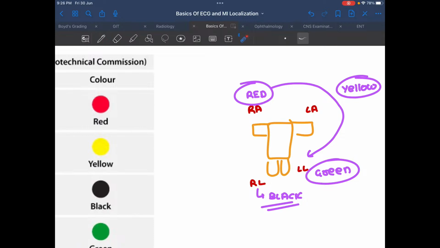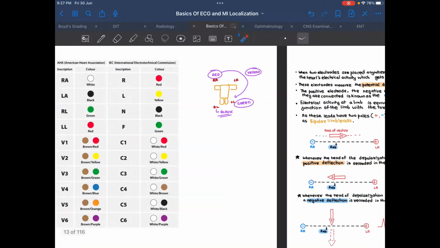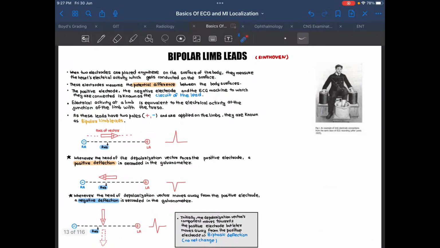So this is what I want you to remember. About the precordial chest leads, I don't actually want you to remember that. You can place them according to the machine, whatever is given on it. All right, so let's now talk about the leads.